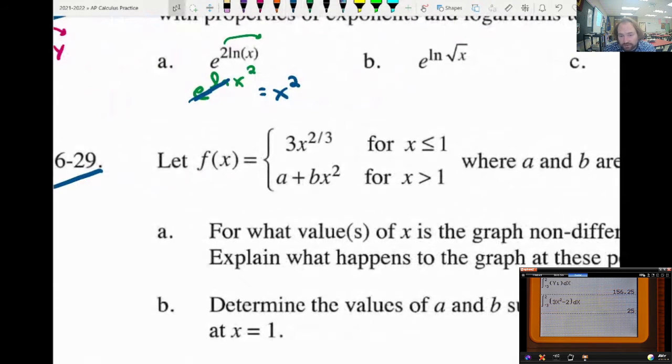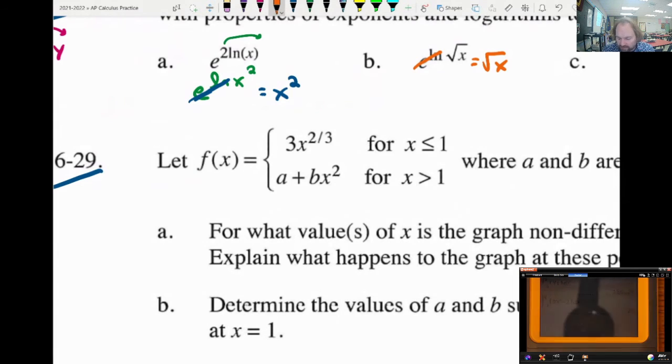B is even easier because the e to the natural log part can cancel out right now, and the answer is just the square root of x, so there's really nothing to worry about in that problem. E to the natural log of something cancels out, just the something is left.